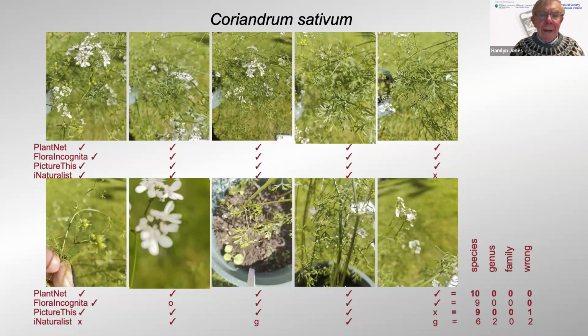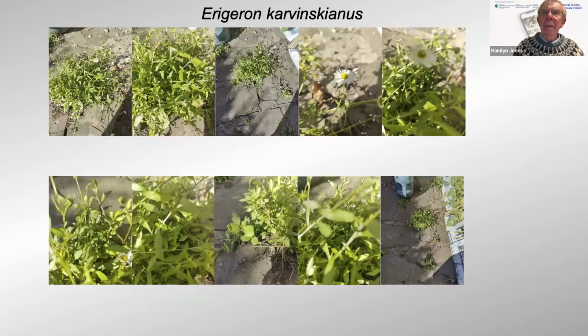In fact, PlantNet got all right. Flora Incognita got 9 right, but none wrong, so it's 100% again. Picture This got 9 right and 1 wrong, but iNaturalist fell down a bit with only 6 correct to species.